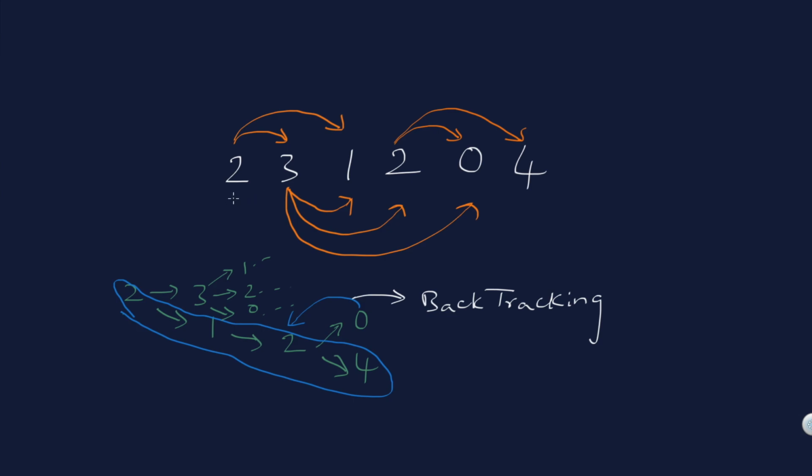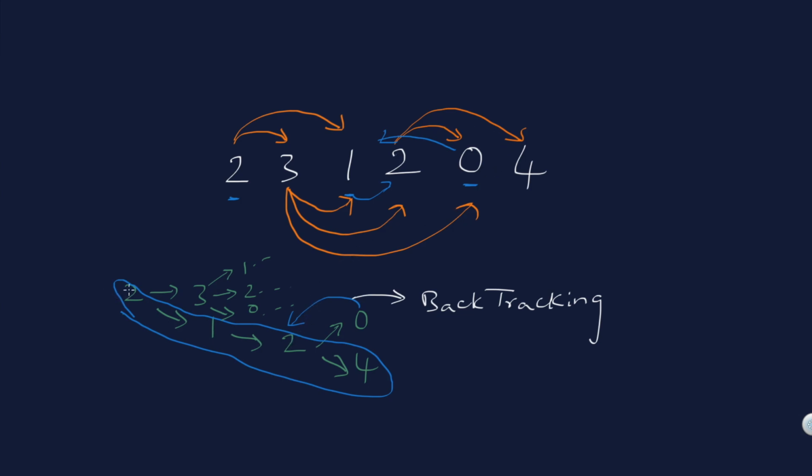We will take this example of 2, 3, 1, 2, 0, 4. Suppose I reached from 2 to 3 or 2 to 1. From 2 I can reach either 3 or 1. Suppose I reached 1. Again I have to reach from 1 to 2. Again from 2 I can reach either 0 or 4. If I reach 0, this is a dead end. So I have to backtrack to 2 and then traverse from 2 to 4. This is the backtracking.